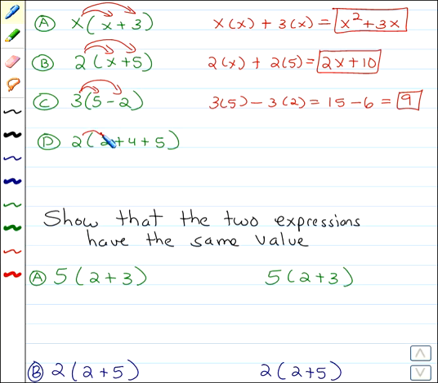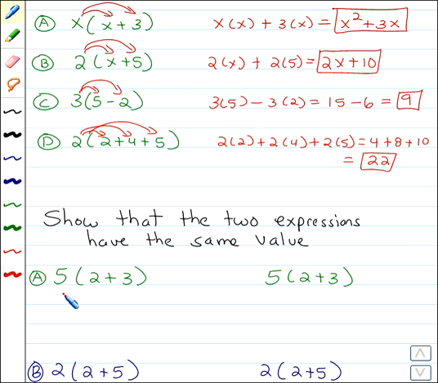For letter D, we have 3 terms we're multiplying, and we still do the same rules. 2 times 2 plus 2 times 4 plus 2 times 5. So we're going to end up with 2 times 2 is 4, plus 2 times 4 is 8, plus 2 times 5 is 10. We add these together. 4 plus 8 is 12, plus 10 will give us 22, and that will be our answer.